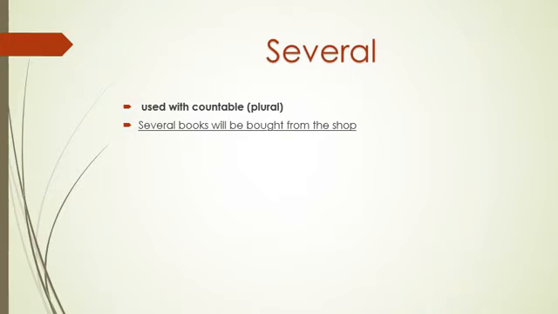So if I say many books will be bought from the shop, that's correct. If I say several books will be bought from the shop, that's correct. But I can't say much books. I can say few books, I can say a few books. Yes, I can say that. So sometimes some quantifiers can replace each other.